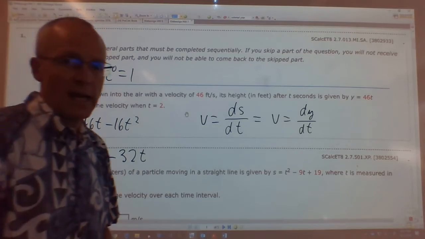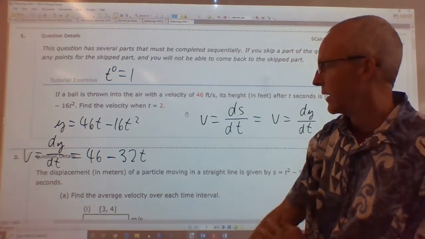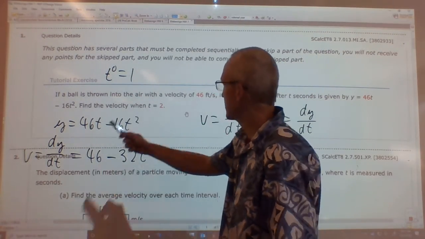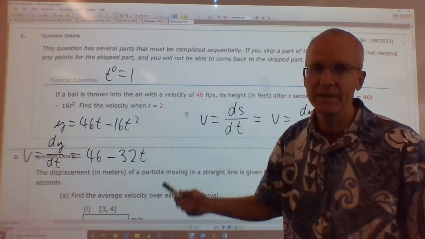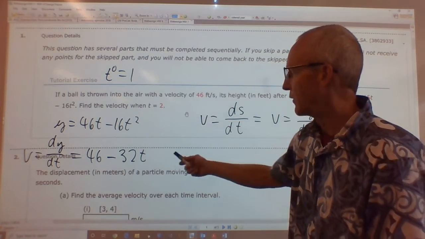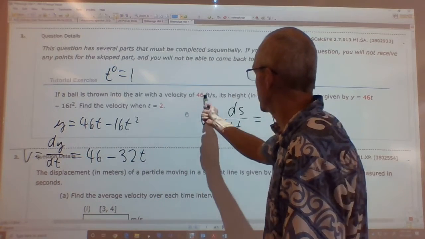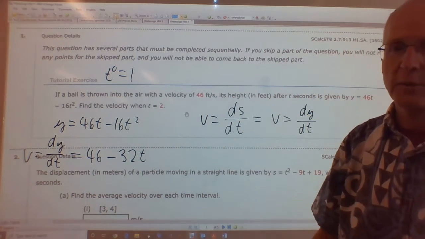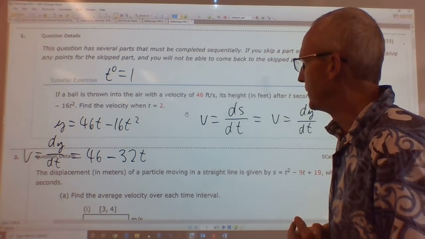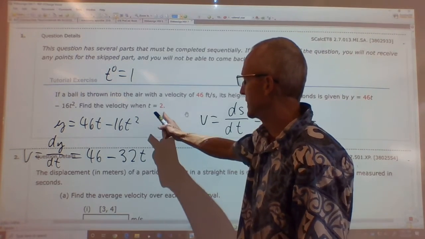Now notice, at t equals 0, the answer is 46, which is what they told us. They didn't have to tell us that. We can figure that out. When t is equal to 0, our velocity dy dt is 46, which is this. Okay, so I don't know why they said that. They didn't have to.